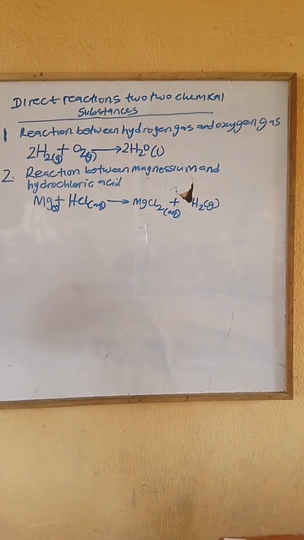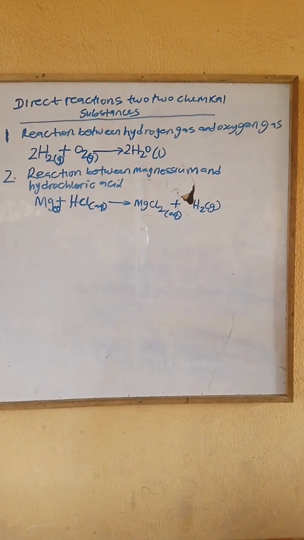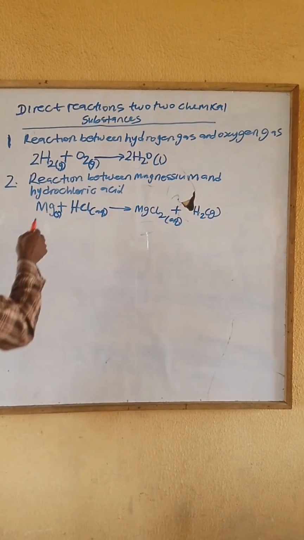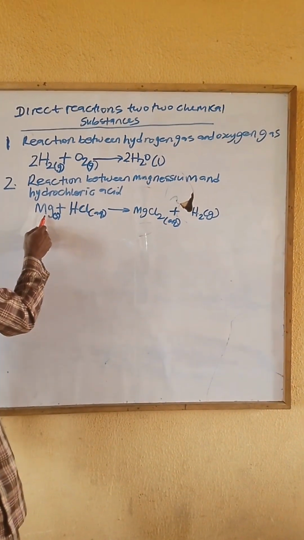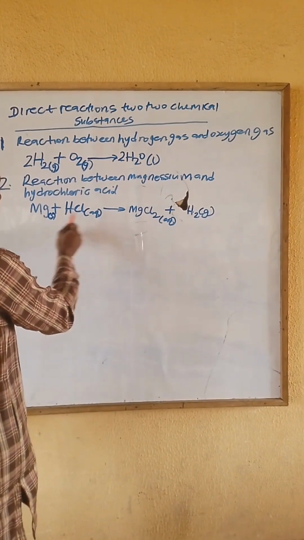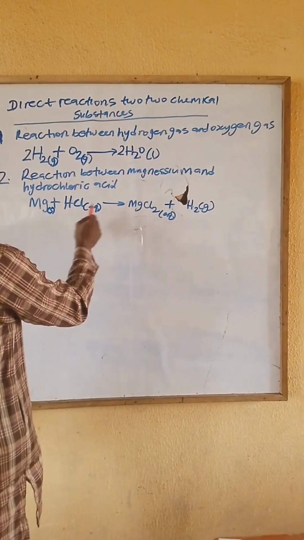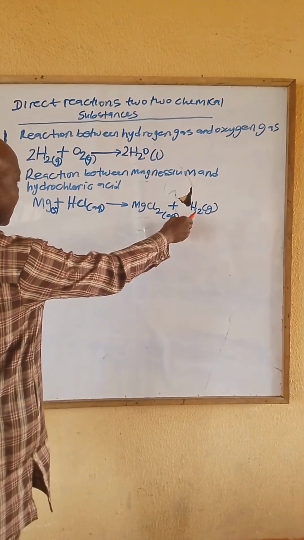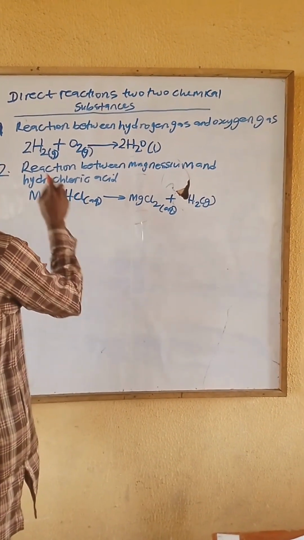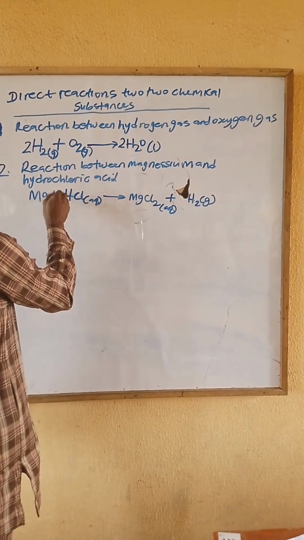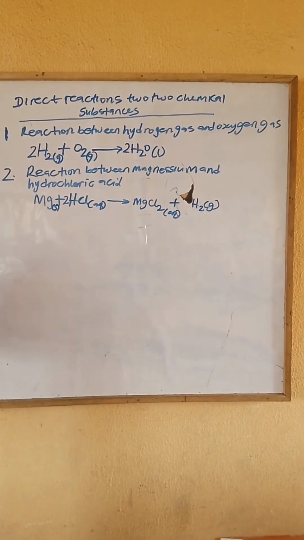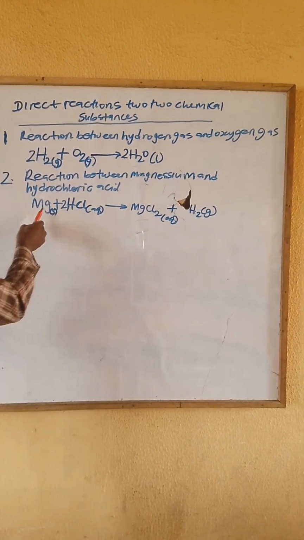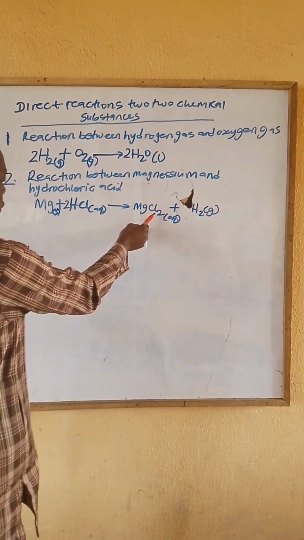So the next thing for us is to look at whether it is balanced or not balanced. Magnesium has 1 atom here, 1 atom here. Hydrogen is 1, hydrogen is 2. So there's a challenge here. Chlorine is 2, chlorine is 1. So the next thing is to put 2 here and see if that will balance the equation for us. Let's look at it again. Magnesium is still 1 atom. Chlorine is 2.